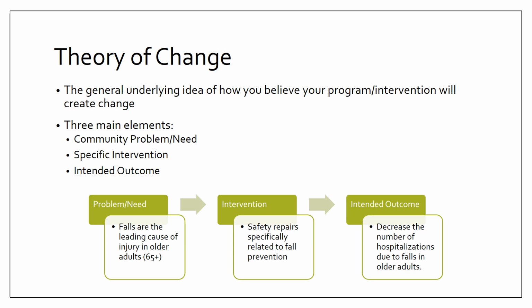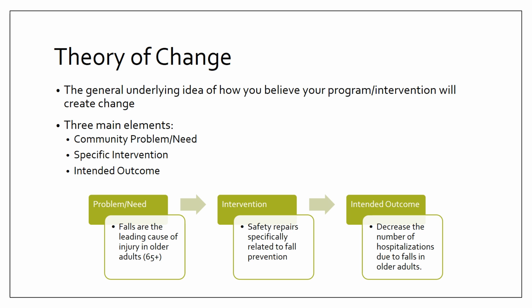It begins by identifying the problem or the need to be addressed. The second element identifies a specific intervention or set of activities that you have chosen to address the problem or need. And the last element refers to the intended outcome or the change you expect to bring about if you deliver the intervention according to plan. Your theory of change, the expected cause and effect relationship between a specific intervention and its anticipated outcomes, should be based on evidence of how and why the expected change will occur.